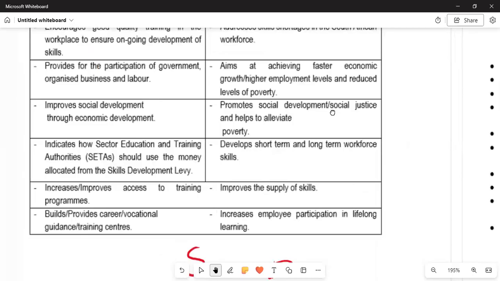Develop short-term and long-term workforce skills. So it's going to make sure that they develop short-term and long-term workforce skills. Improve the supply of skills. It's straightforward. Increases employee participation and lifelong learning. So this is how these strategies are.